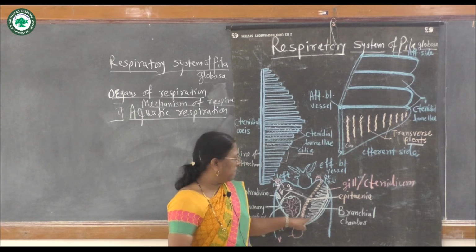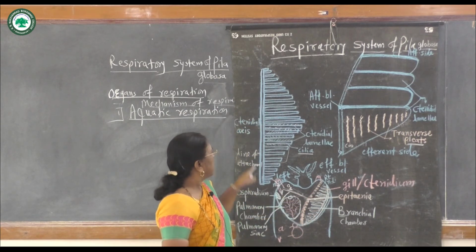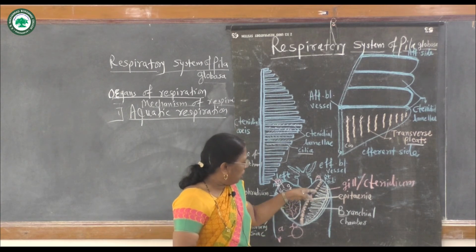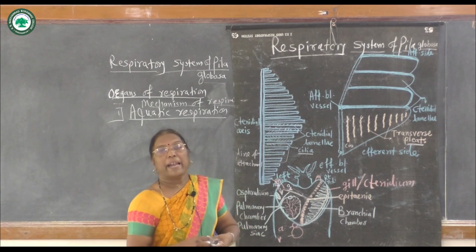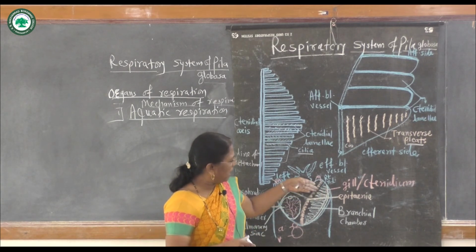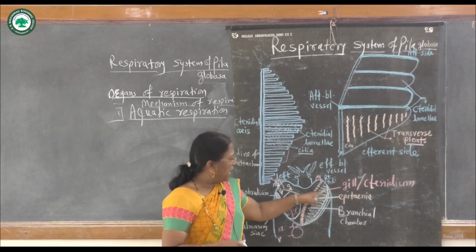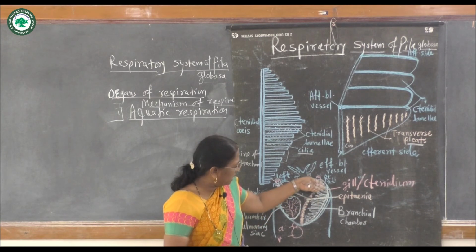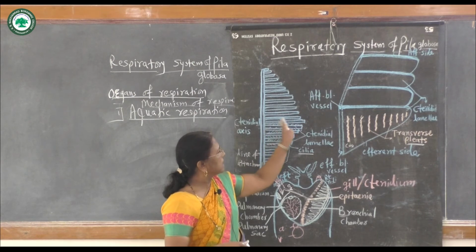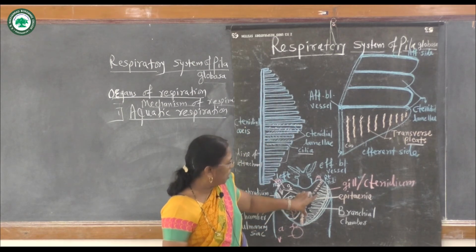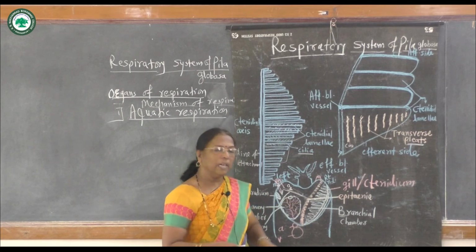Here, the gill or ctenidium is present, attached to the mantle wall by means of this ctenidial axis, and all these lamellae are arranged in a parallel way. The broad end is attached and the narrow end is free. Of the numerous lamellae present, the middle ones are largest and both the ends are smaller. All these lamellae are bathed by this incoming water current.